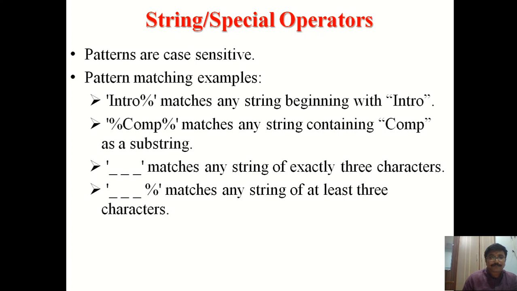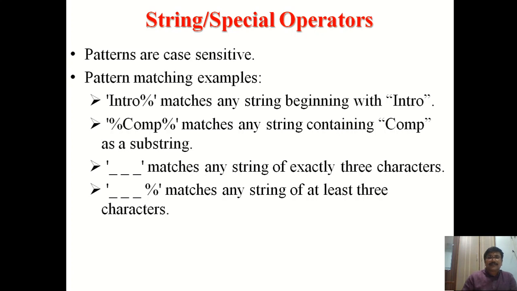And so these are the different approaches. 'Intro%' means the name should have these 5 characters, intro, and next 0 or more characters may follow. And '%comp%' means the string has this substring comp, and any string with comp can be displayed in the result. The next one, 3 underscores, matches any string of exactly 3 characters. 3 underscores followed by percent means we need at least 3 characters.